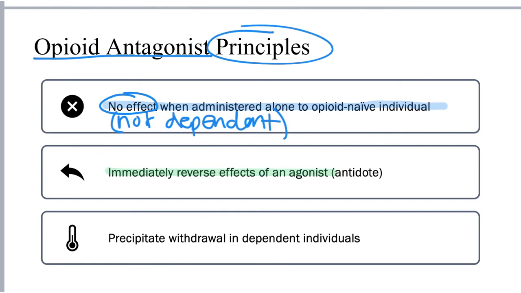In this regard, they act as somewhat of an antidote for overdose on morphine or other strong opioid agonists like fentanyl and heroin. However, in the same regard, they can precipitate withdrawal in dependent individuals. So someone who has been using opioids for a long period of time would develop a withdrawal syndrome if they were to be administered an opioid antagonist.